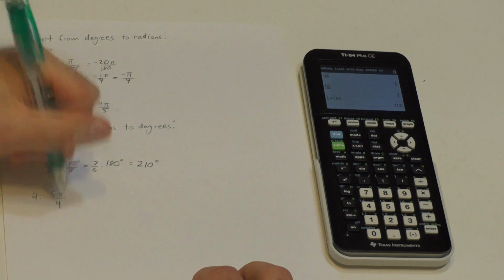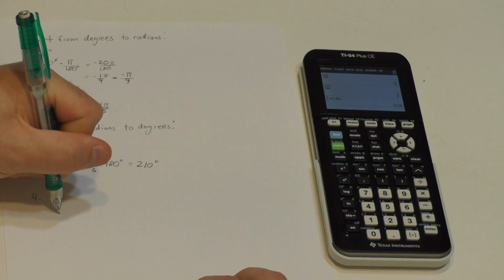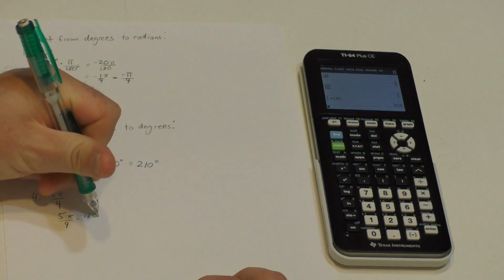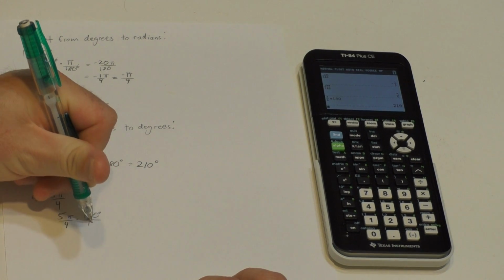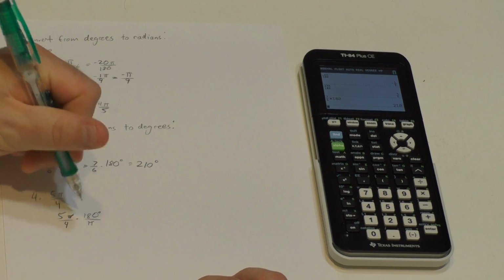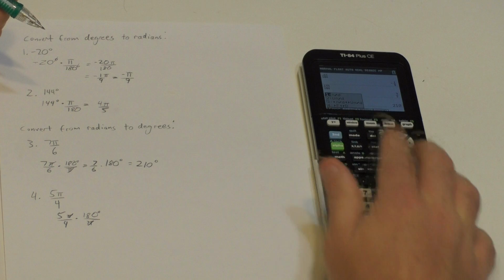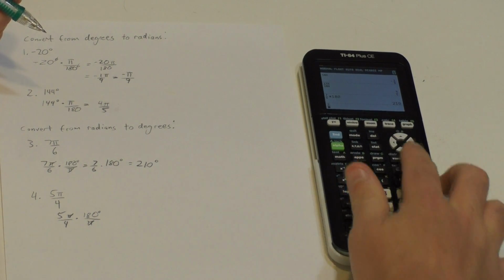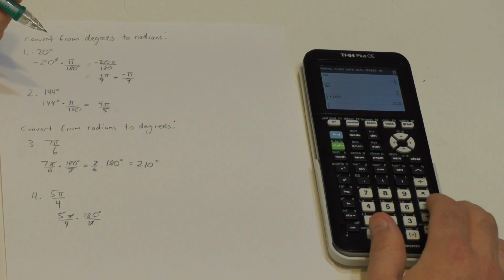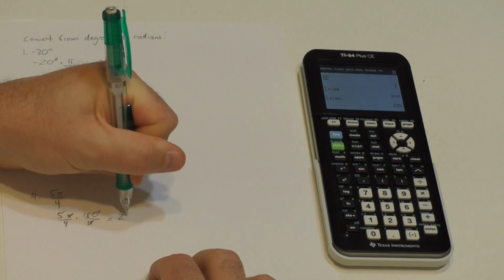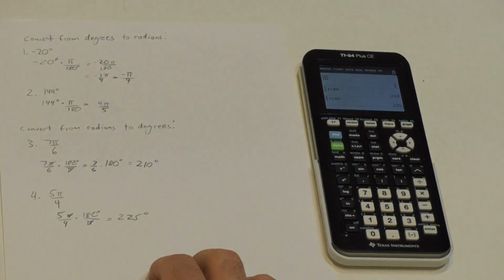Alright, so again, let me do the same thing here using the same formula. I'm going to have 5 pi over 4 times 180 degrees over pi. Cancel the pi's, multiply 5/4 times 180. So 5/4 times 180, and you get 225 degrees.